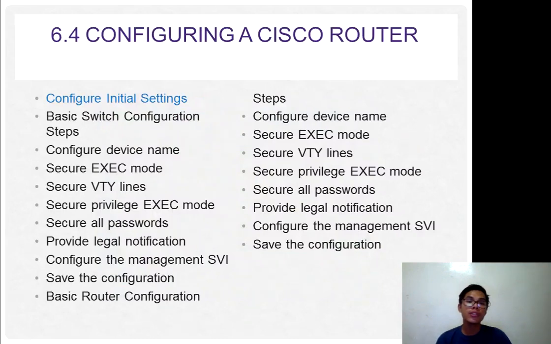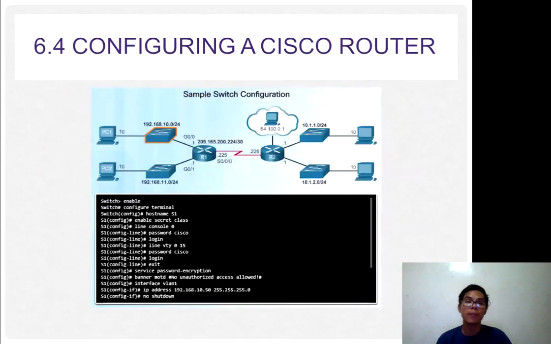Configuring a Cisco router: configure initial settings. Basic switch configuration steps: configure the device name, secure user exec mode, secure VTY lines, secure privileged exec mode, secure all passwords, provide legal notification, configure the management SVI, and save the configuration. Basic router configuration uses the same steps. This is an example of configuring a Cisco router.